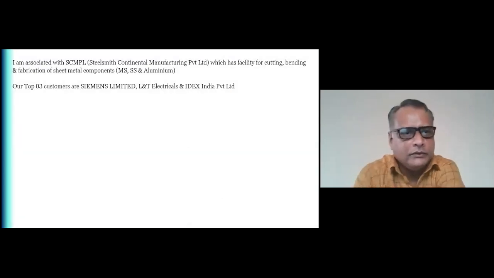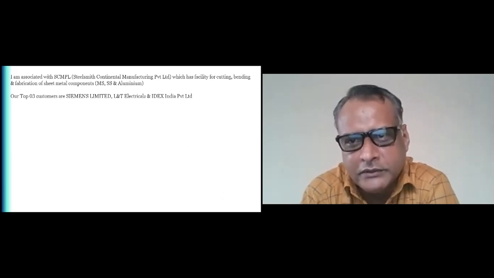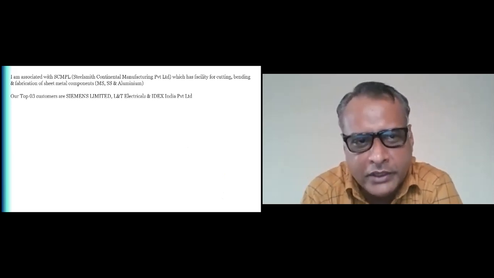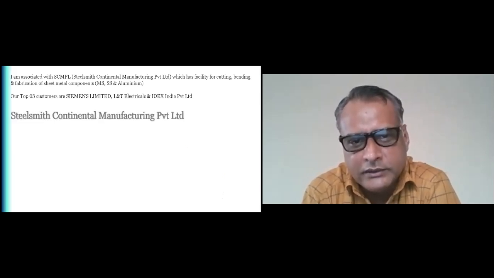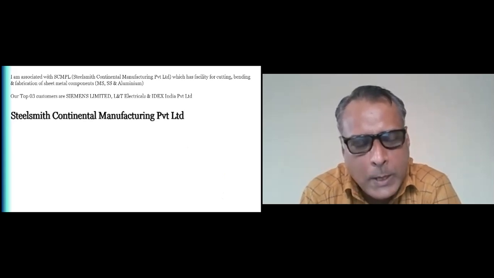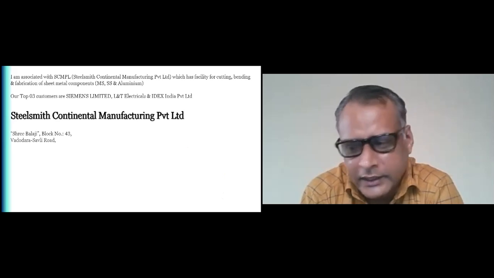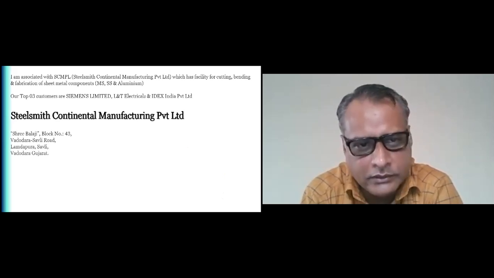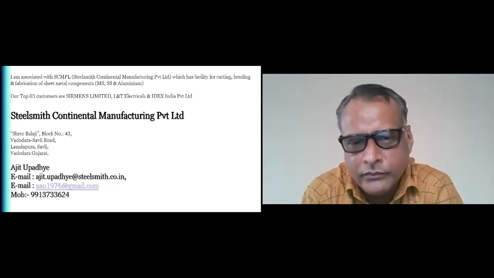Okay, so I am associated with Steelsmith Continental Manufacturing Private Limited, which has a facility for cutting, bending, and fabrication of sheet metal components. And our top 3 customers are Siemens, L&T Electricals, and IDX. So following is the address of the organization and my details.